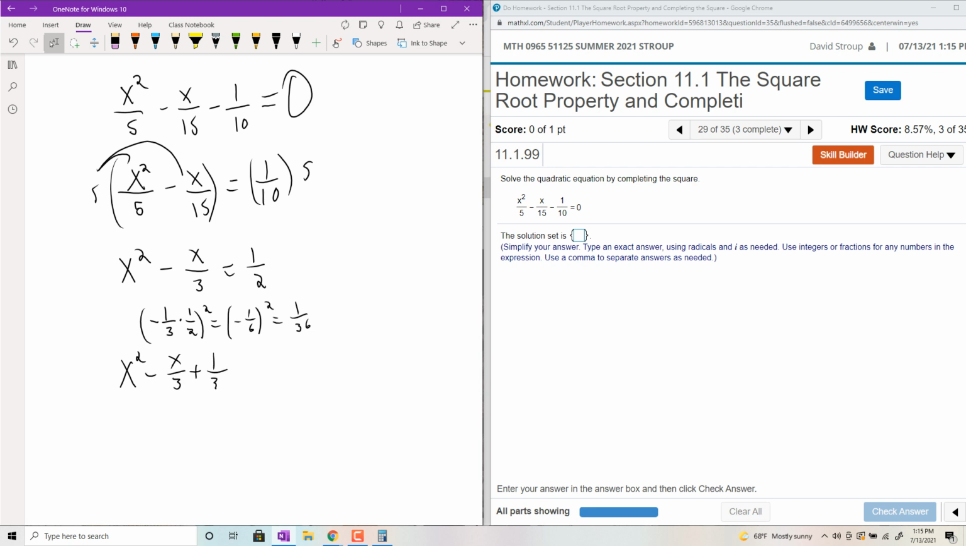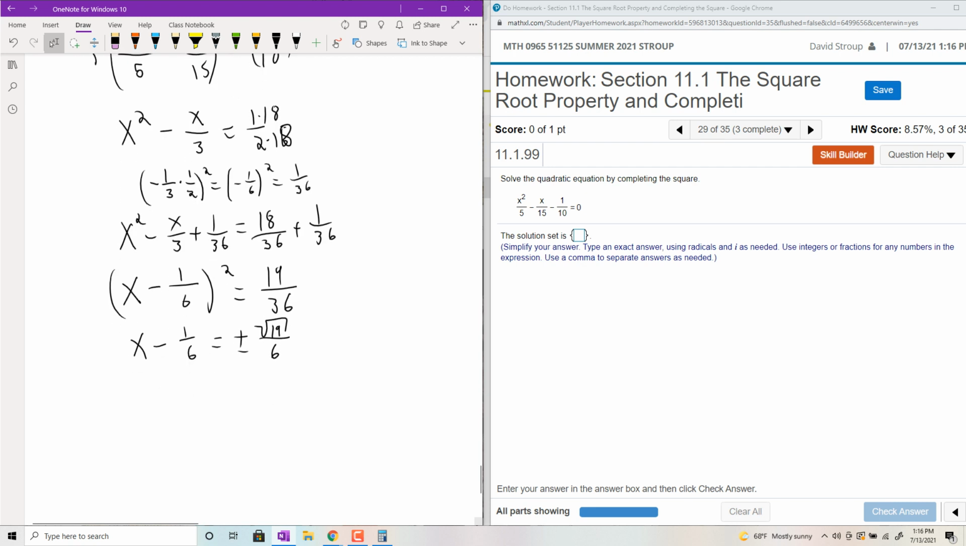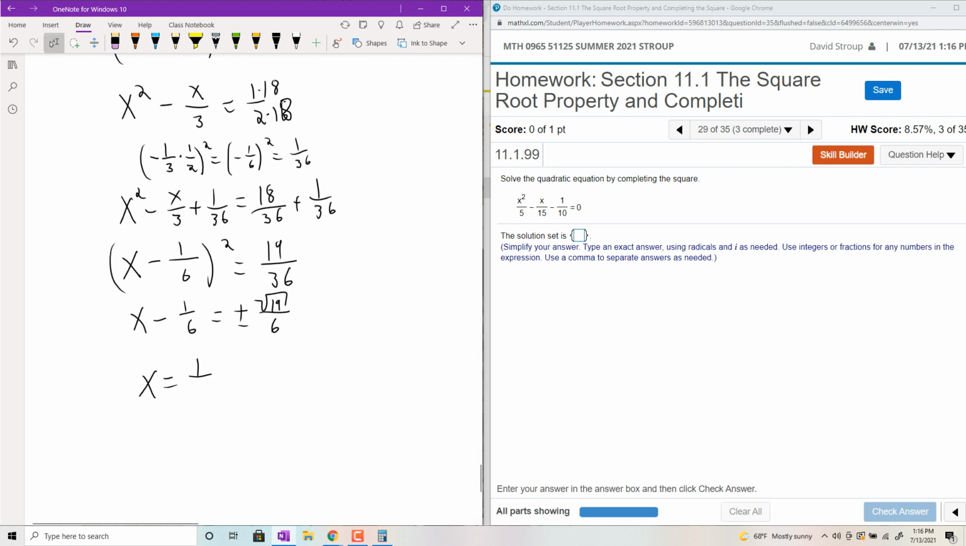I need a common denominator as well. So whoops, this will be 18. So we get 18 all over 36 plus 1 over 36. So we'll have x minus 1 over 6 squared equals 19 over 36. Square root property, plus or minus square root of 19 all over 6, and then add the 1/6 over, 1 over 6 plus or minus square root of 19 over 6.